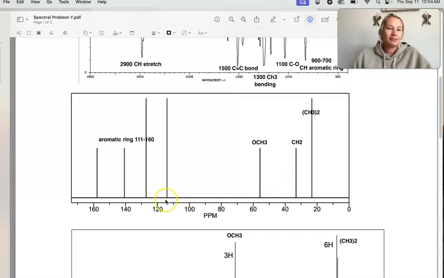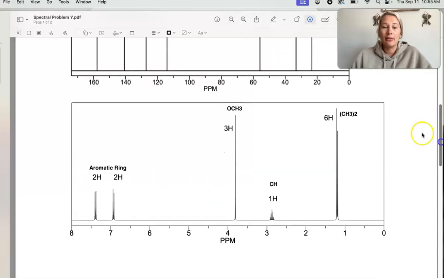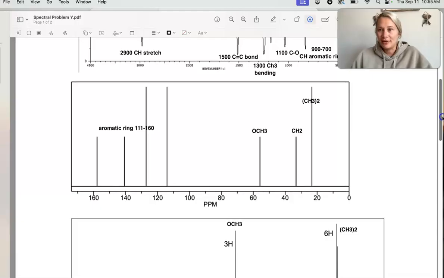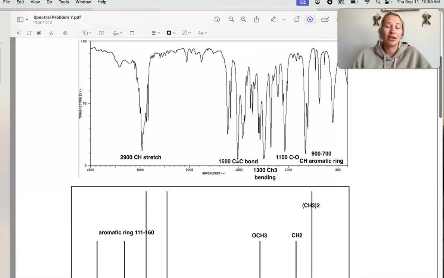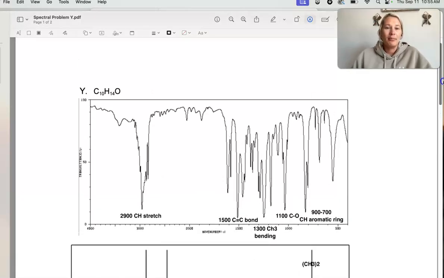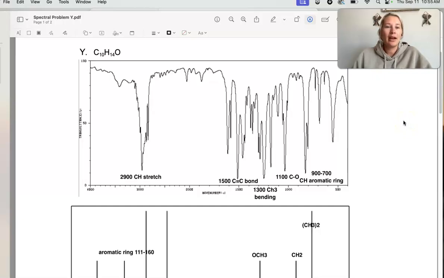Then we come down to our aromatic ring, which is anywhere from 111 parts per million to about 160, and those are appropriate for the benzene ring. All of that correlates with my 1H NMR. Then, to verify everything we found and make sure there's nothing added or any impurity in the chemical, I went to my IR spectrum.